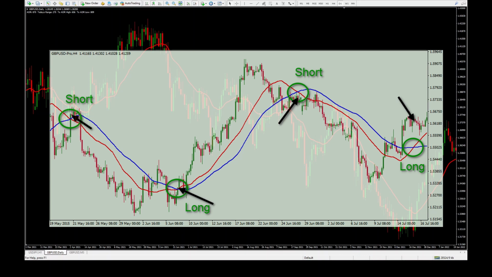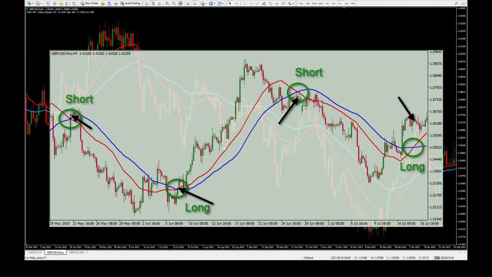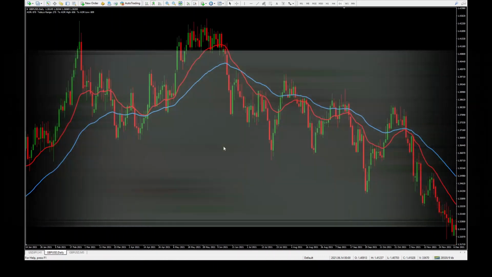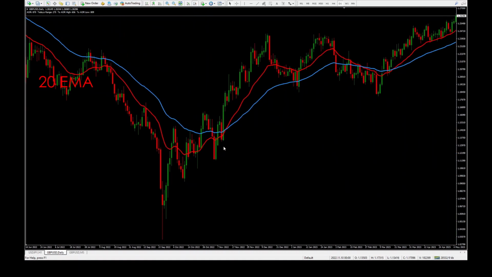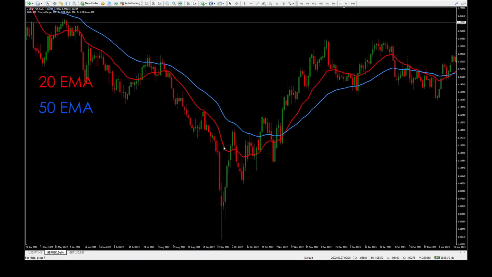Now that you know what an exponential moving average is, let's talk about the exponential moving average cross strategy. This is a simple yet effective trading strategy that uses two exponential moving averages of different periods to identify potential trend reversals. The periods used will depend on your trading timeframe and preferences, but a common combination is the 20 exponential moving average and the 50 exponential moving average.